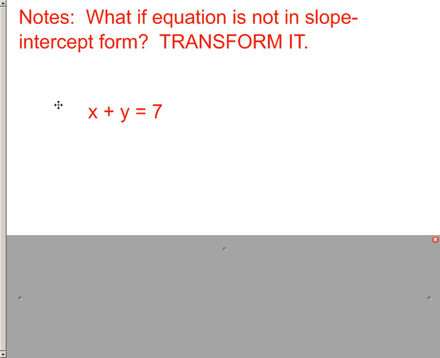How can I get this x away from it? Well, how about we just subtract x? X minus x is nothing. And so we're left with this positive y over here all by itself. But if we did it to this left side of the equation, we have to subtract x from the right side of the equation. Now, literally, we could write y equals 7 minus x.